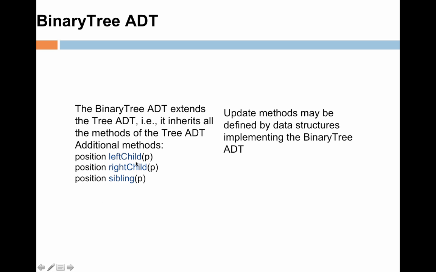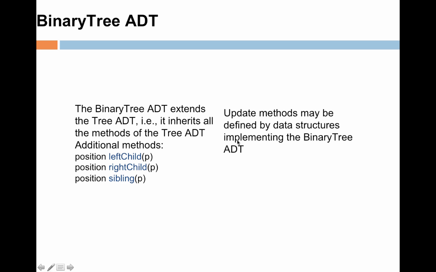Therefore, let us just recall the structure of a binary tree. It is a tree, first of all. It has all the data and the methods associated with the tree. It has 3 additional methods, which essentially place further restrictions on the structure of the tree. So every node has at most 1 left child, at most 1 right child, and at most 1 sibling.